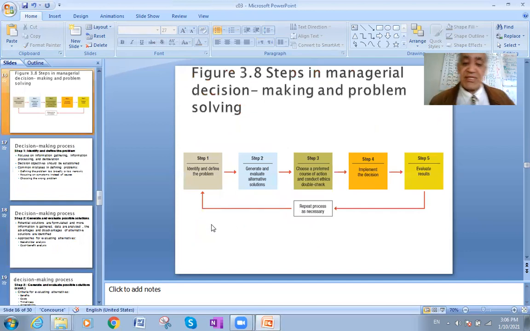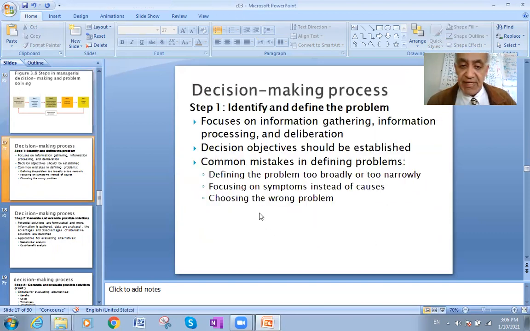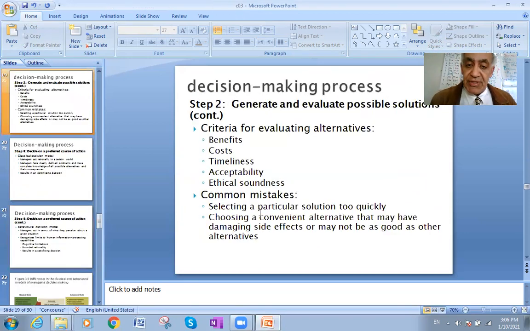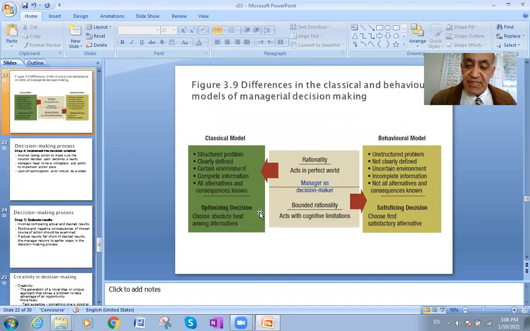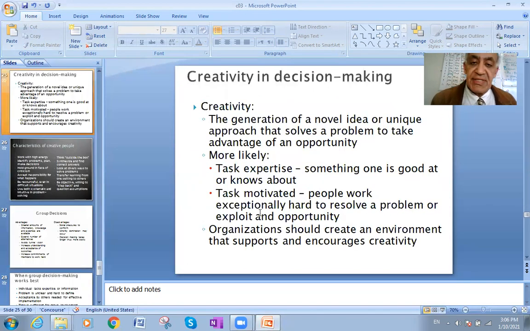So these are the decision making steps, and here are those steps like what we said on the first one: identify the problem, generate the alternates, choose and prefer, implement the plan, then evaluate the alternate which you will make. Those are the steps in details, and this is the decision making.